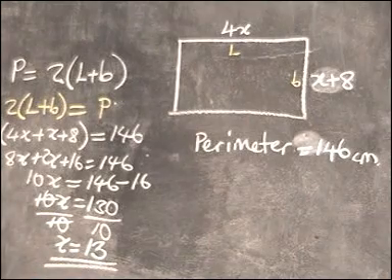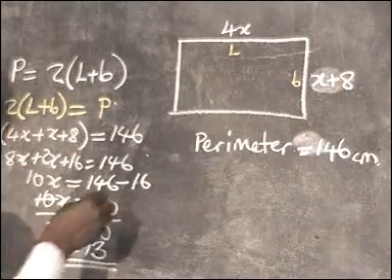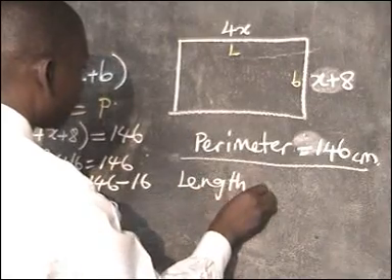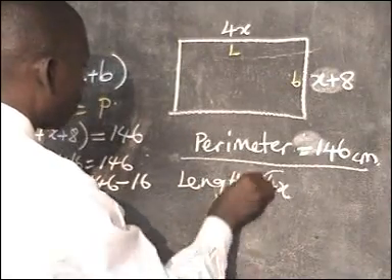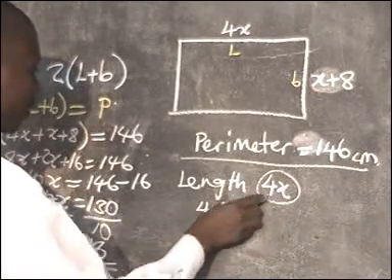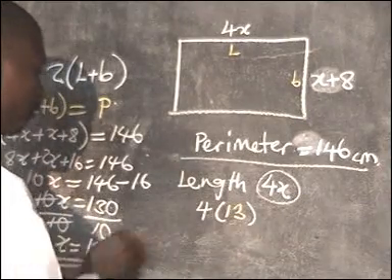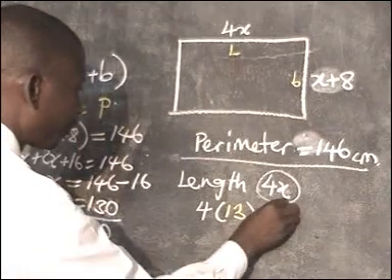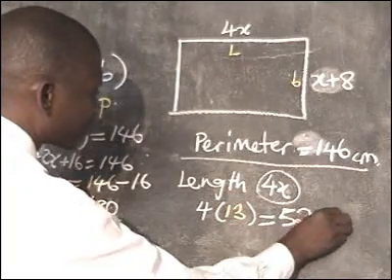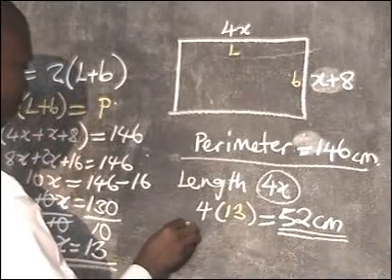So since the value of x is equals to 13, it cannot be difficult to find the breadth and the length. Since we have the length which is given to be 4x, what you have to do is to say 4x means 4 multiplied by x, and x is obtained to be 13. So 4 times 13, you get 52. And if these are in centimeters, you say centimeters. Then the width or breadth.